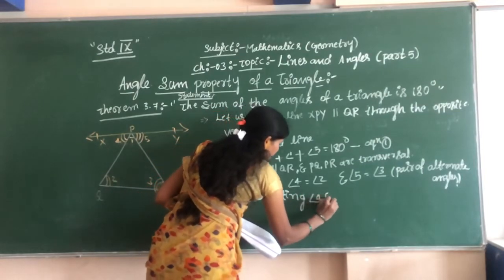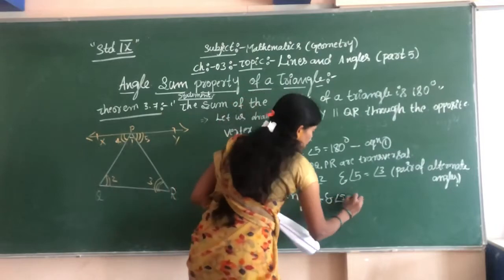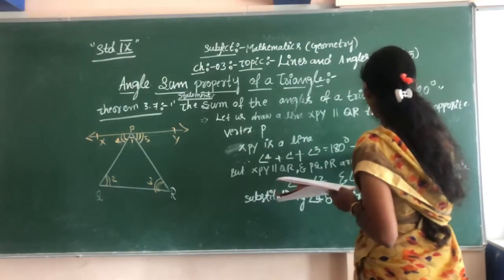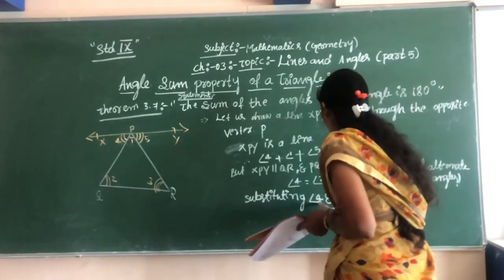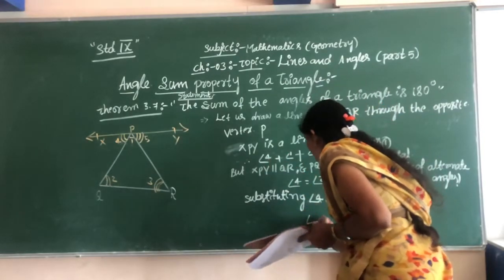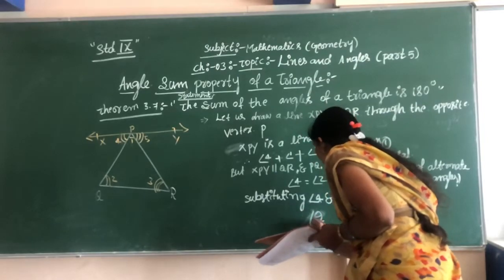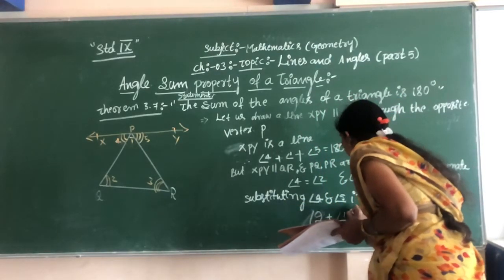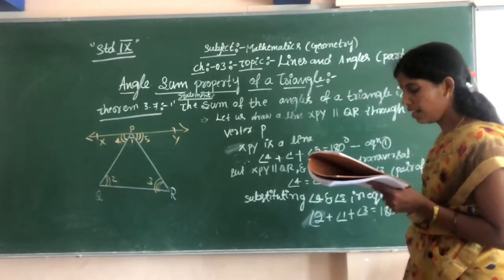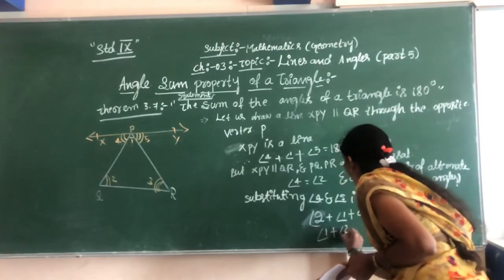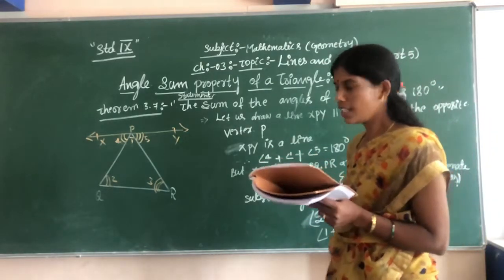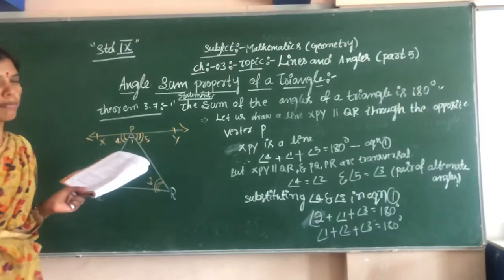Substituting angle 4 and angle 5 in equation 1: angle 2 plus angle 1 plus angle 3 is equal to 180 degrees. Therefore, angle 1 plus angle 2 plus angle 3 is equal to 180 degrees, the angle sum property of a triangle. This is the proof.